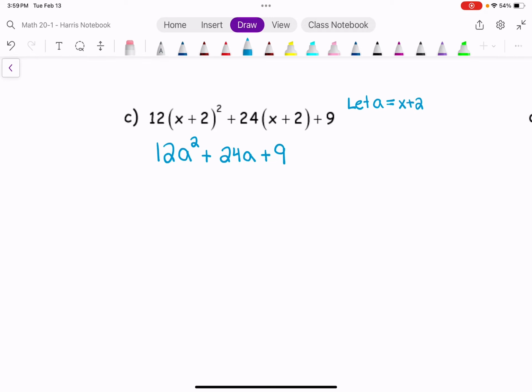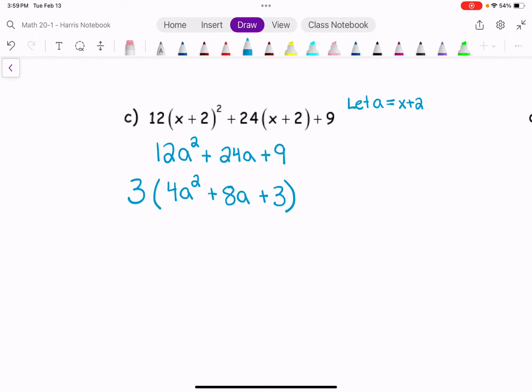Okay. All of the rules are still going to apply. Now that I've just reshaped this, I'm going to look for the greatest common factor first. There is a greatest common factor between 12, 24, and 9, and that is going to be my 3. So I'm going to pull out my 3. Okay, I'm going to see what I have left here. So I have 4a squared plus 8a plus 3.